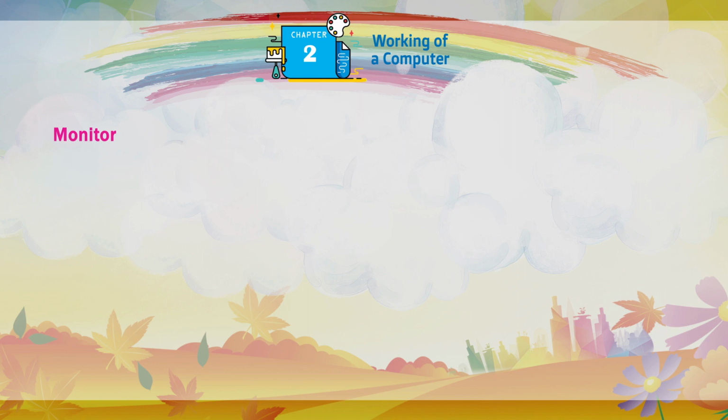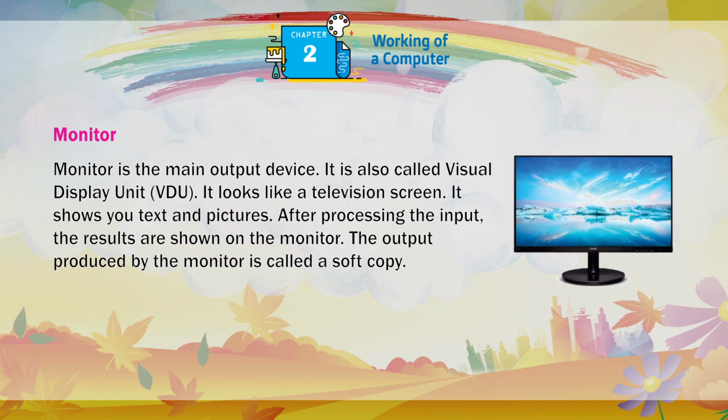Monitor. Monitor is the main output device. It is also called Visual Display Unit, VDU. It looks like a television screen. It shows you text and pictures. After processing the input, the results are shown on the monitor. The output produced by the monitor is called a soft copy.